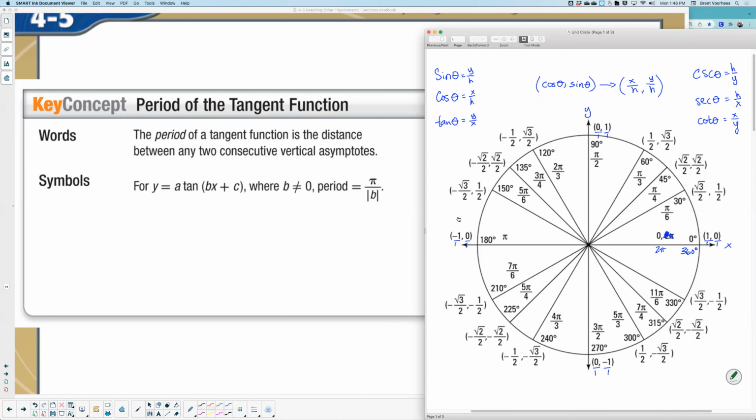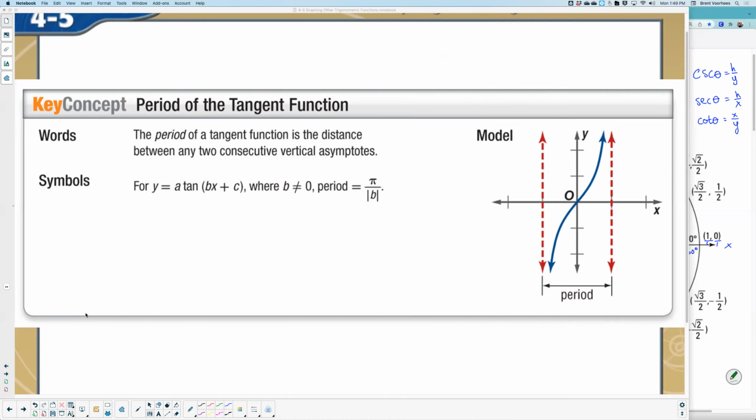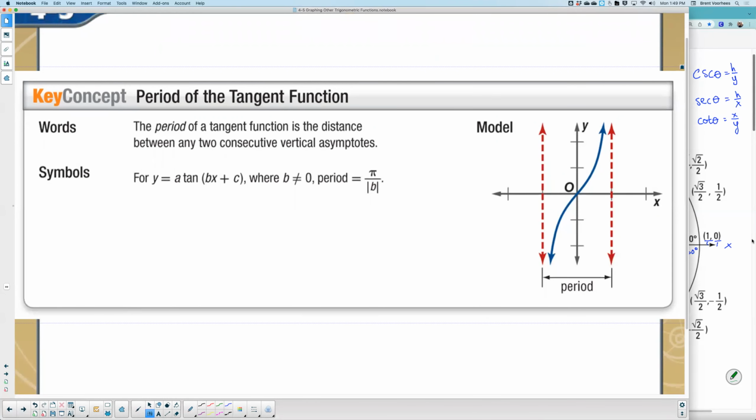around the circle. How many radians are there to get all the way around the circle? 2 pi. It takes 2 pi to go all the way around. Tangent's not that way. Tangent repeats itself every 1 pi. And if you're going, why is that the case? Well, here's the reason why.